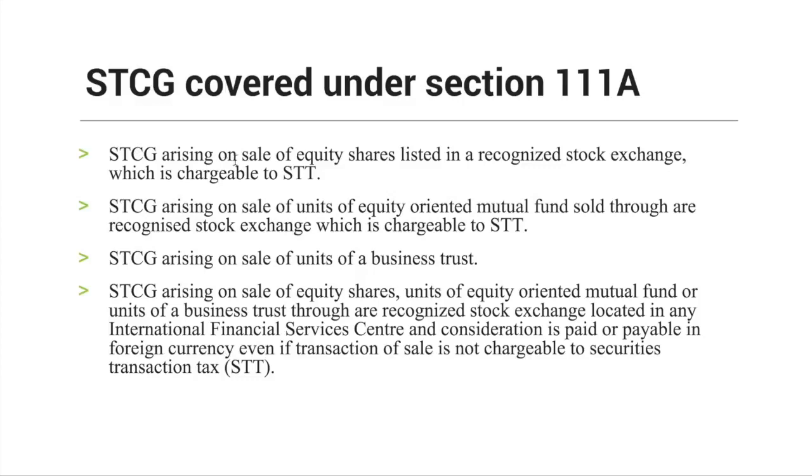The first category is sale of equity shares listed in a recognized stock exchange. For example, if you are buying equity shares in a recognized stock exchange in India like BSE or NSE, and you are selling the equity shares on the recognized stock exchange, the gains that you make from the sale will fall under section 111A. And then units of equity oriented mutual funds sold on a recognized stock exchange, and then sale of units of a business trust. So these are the three categories, and the fourth category is an exceptional one.